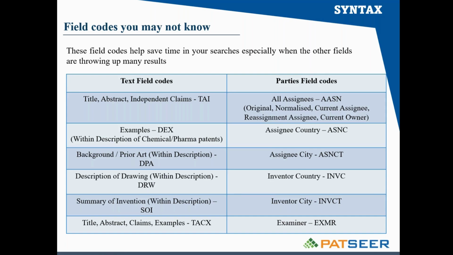But then there could also be a case wherein you would like to search in all these fields. So for that purpose, we have introduced this particular field, which is AASN. That will basically cover all the different assignee types that I just mentioned to you right now, and it will search across all these fields. So it's just simple AASN and just start entering the company names, and it will take into consideration all these assignees.